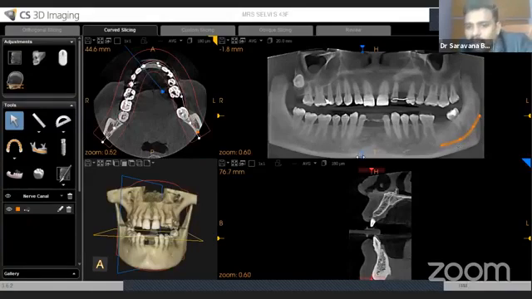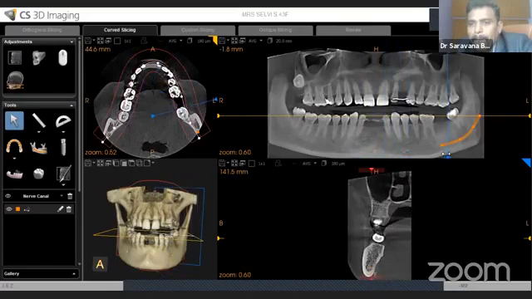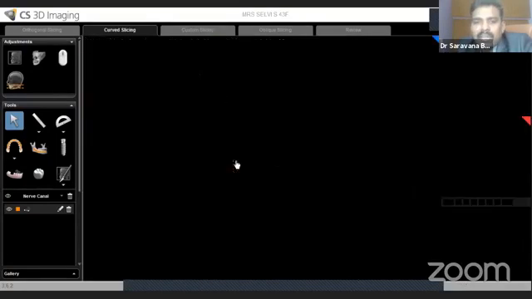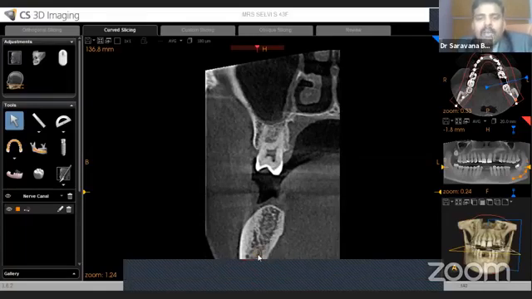Okay, now I am moving the cross section to the 3, 7 region. Okay, now I am going to maximize this. You can clearly see the canal I have drawn. Just arbitrarily I did. We have to do it properly. Okay, now this is buccal cortical plate, lingual cortical plate, this is crestal alveolar bone, this is the canal. I am going to do the implant planning or implant measurement.